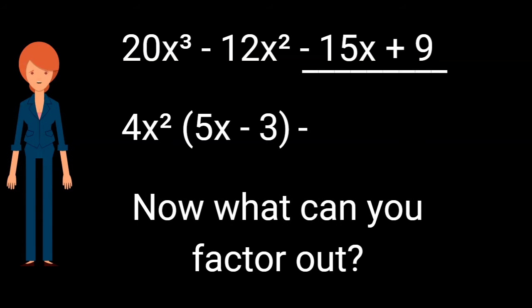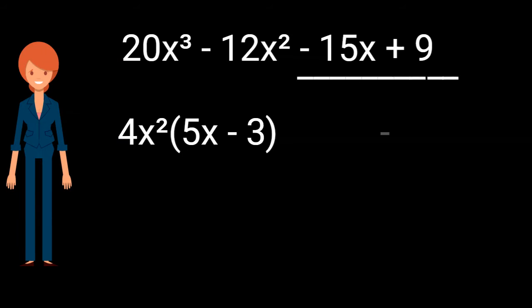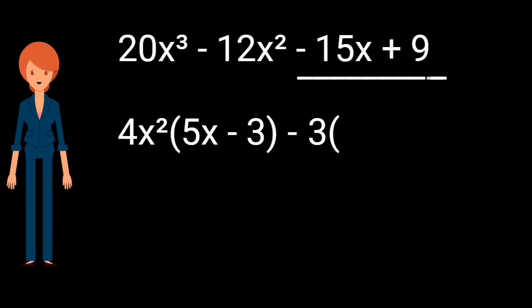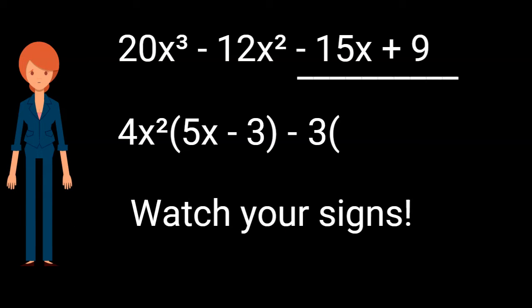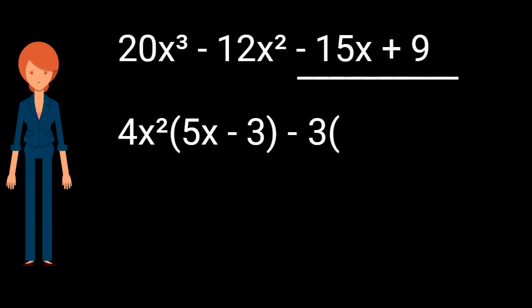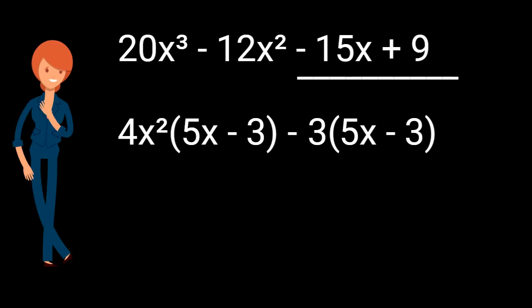Let's look at the next 2 terms. What can you factor out now? Just a 3. But now you'll have to watch your signs. So you'll have 5x, but the next term will be minus 3 because a minus times a minus will give you the plus 9.